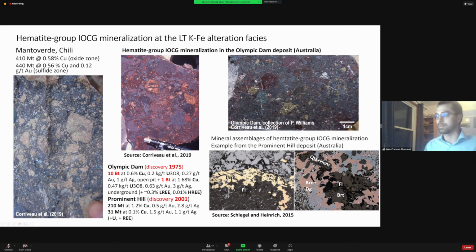Using some thin sections from Prominent Hill shows well the variability in the sulfide assemblage that is characteristic of this hematite group IOCG mineralization. The earlier copper sulfide is generally chalcopyrite. It's going to be variably associated with sericite, hematite, and a component of fluorite. And then the second stage of copper mineralization very often comes with bornite and digenite in association with variable barite, sometimes very intense fluorite. In association with hematite, there will be some residues of white mica or sericite, and also some quartz as well. And then here, it's again the example from the Mantoverde deposit in Chile.